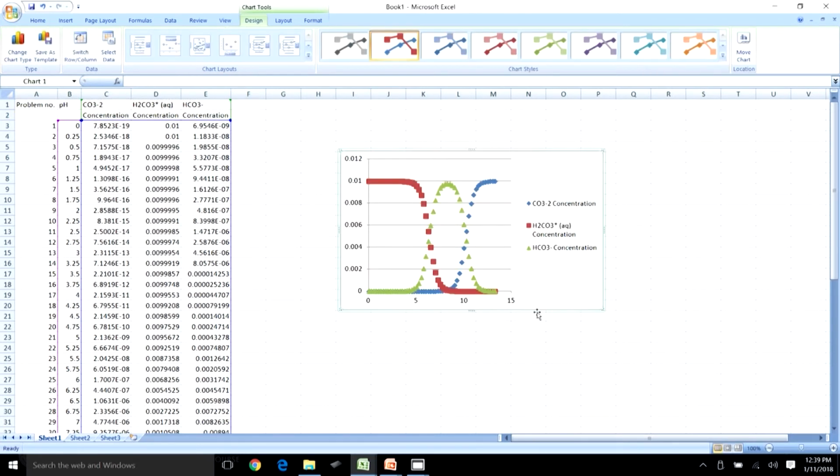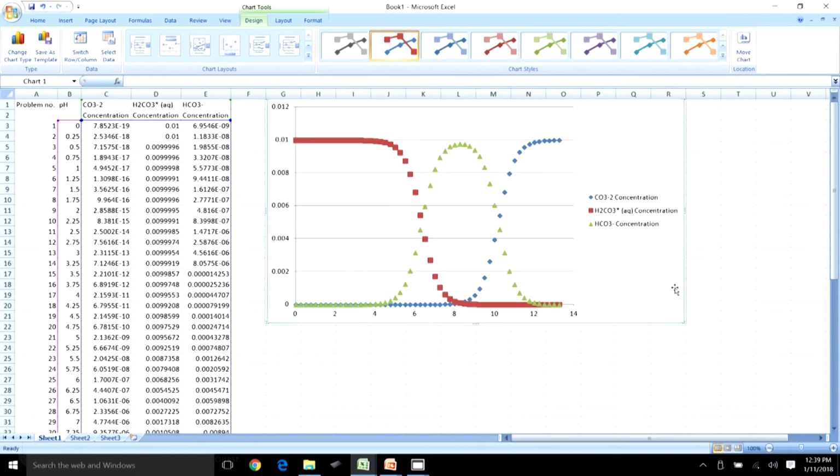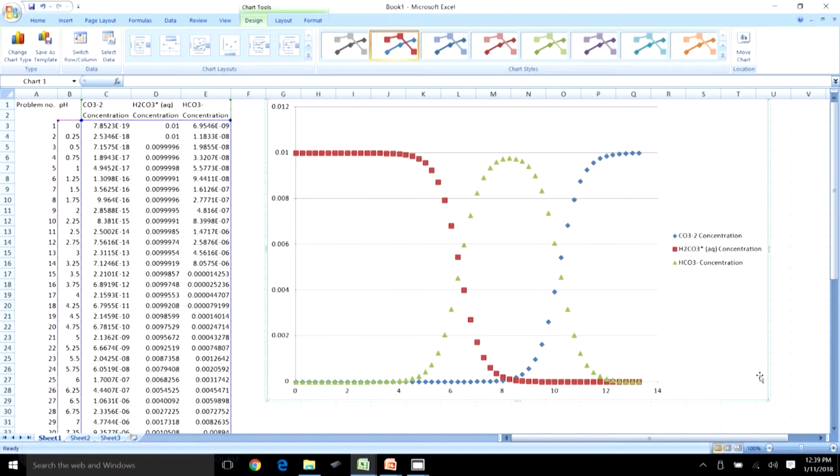So it looks like I am on the right track, and this is what I have here. What do we observe? Please keep in mind that this is just a scatter plot, and the actual data points were calculated here. The x axis is the pH, 0 to 13.25, or 0 to 14, and the y axis is the concentration. If you remember, the initial concentration of H2CO3 that we put in was 0.01 molar, so the maximum concentration of any of the species can only be 0.01.